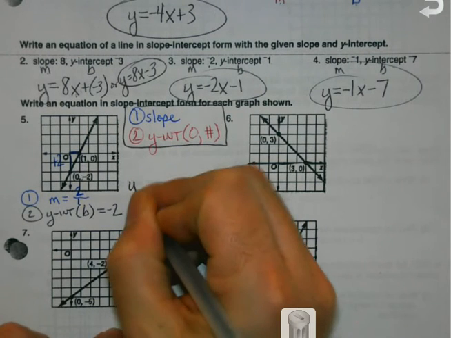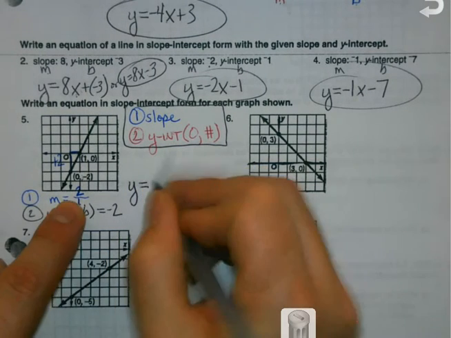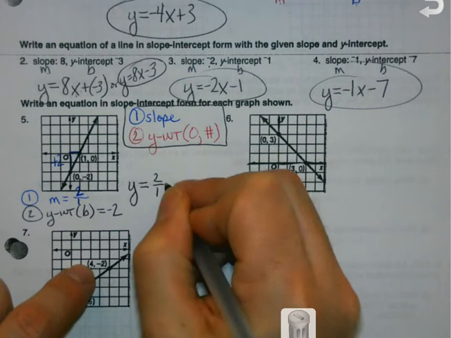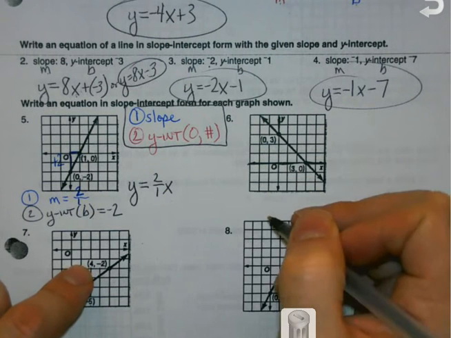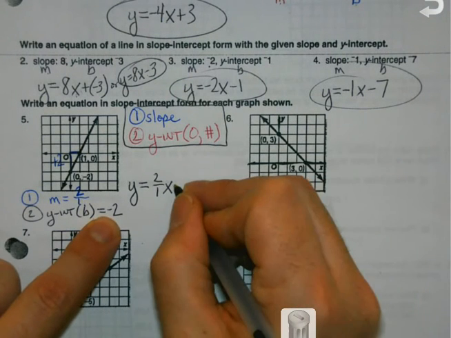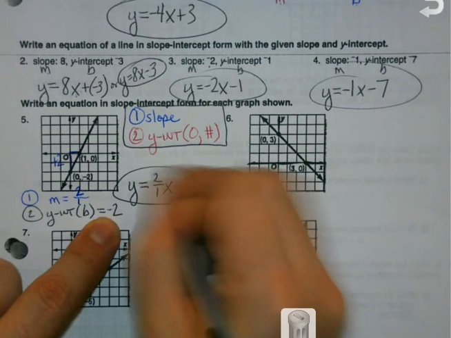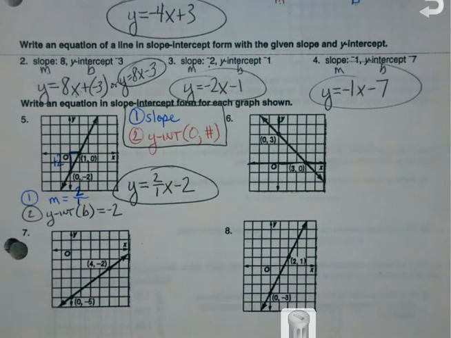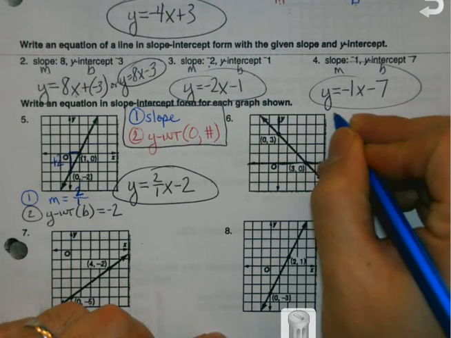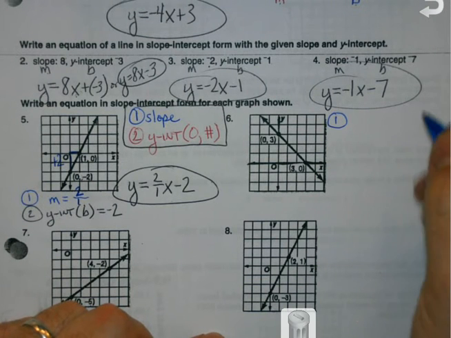So I can do y equals. My slope is 2 over 1. Or you could just write 2x plus this -2. I'm done. So there's just a little more work in that I've got to find those two pieces. So on this one, let's find both my pieces here.